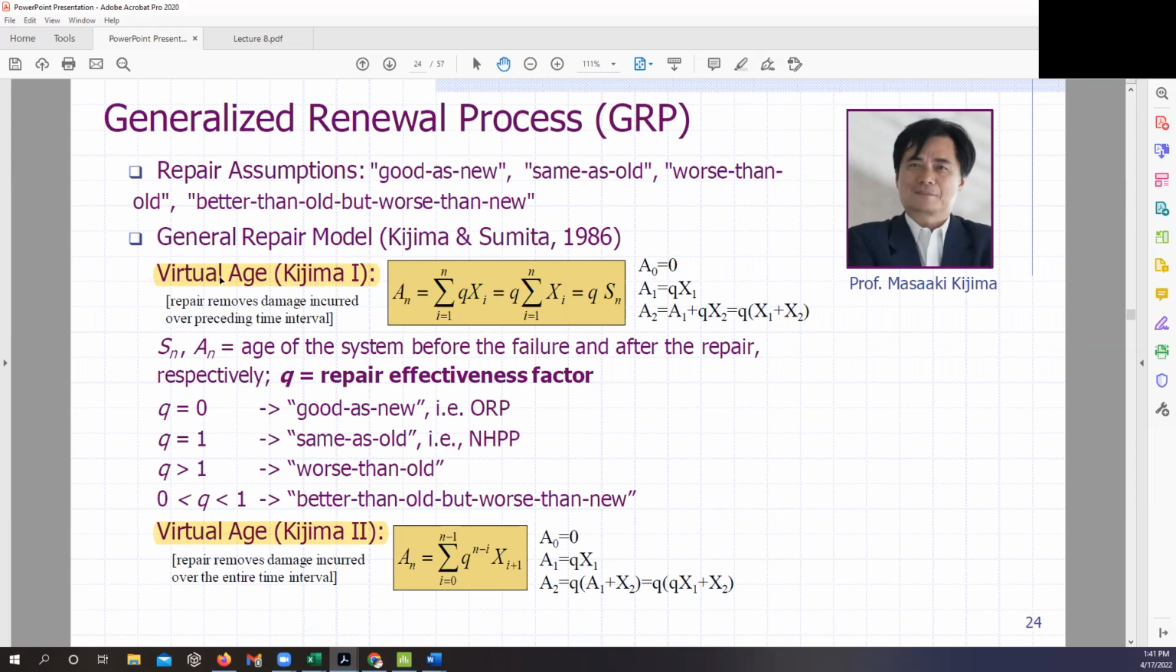Here are the two Kijima models. It's Kijima 1 and Kijima 2, but this is model 1 and model 2. Actually, it's right here, the general repair model, Kijima 1 and Kijima 2. What are those two? Let's look at them first.